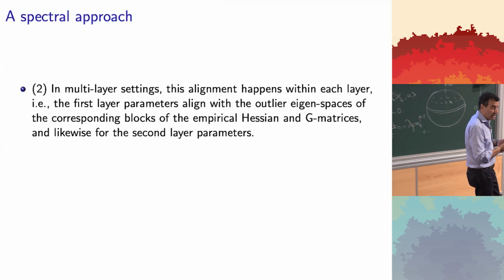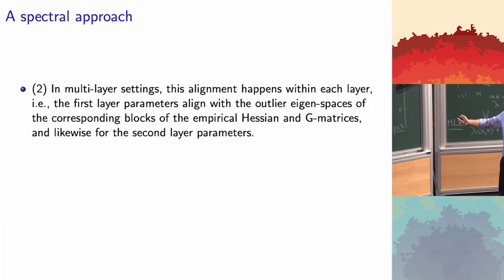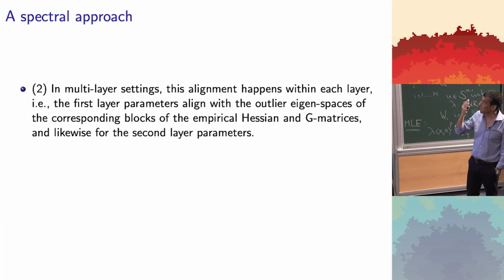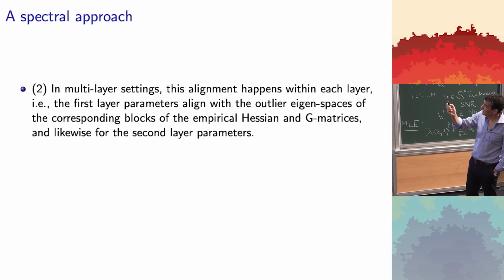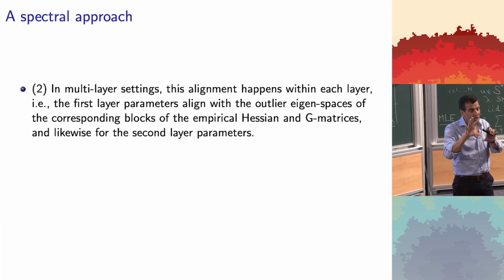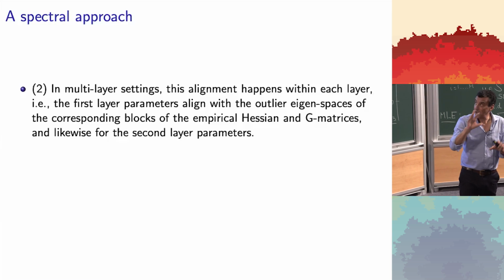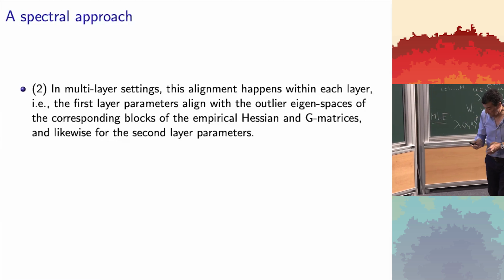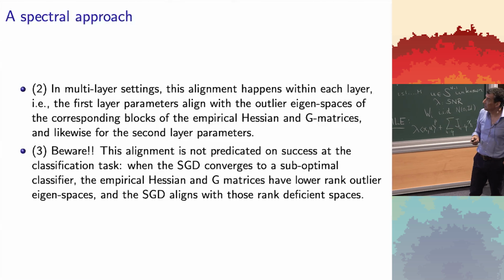When you do multilayer, I didn't explain how you would do multilayer, but you all know that classification is done with multilayer networks. So the same thing that I was describing here, but more than one layer. Then you see that the alignment happens within each layer. That's because now, when you have a multi-layer network, your Hessian naturally has a block structure for each layer. And each block aligns with what it should align with. But beware, this alignment is not predicated on the success of the classification task.